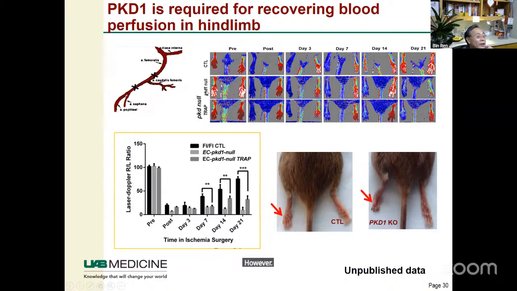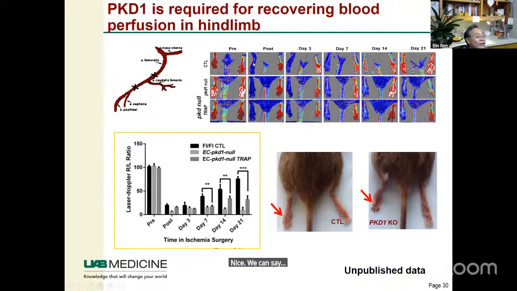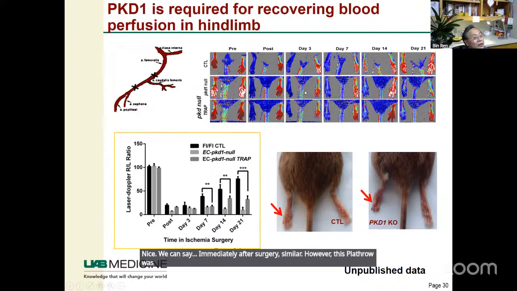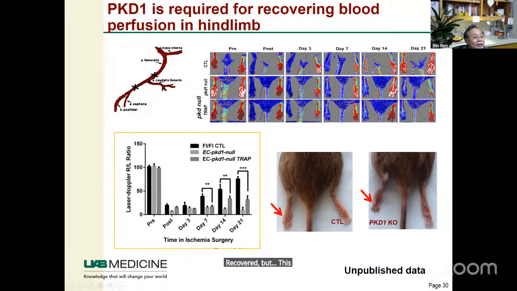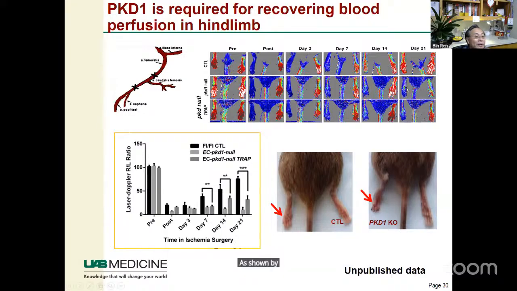However, in the endothelial specific PKD1 knockout mice, you can see immediately after surgery, it is similar. However, the blood flow gradually recovered, but this recovery was impaired. Even at day 21, we didn't see significant recovery in the blood perfusion, as shown by this blue, maybe a little bit yellow color. The specific PKD1 knockout at 12 months showed a similar trend.